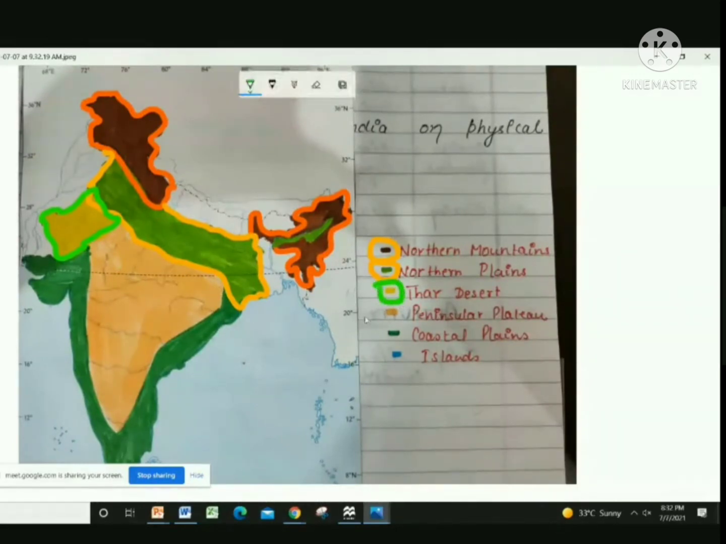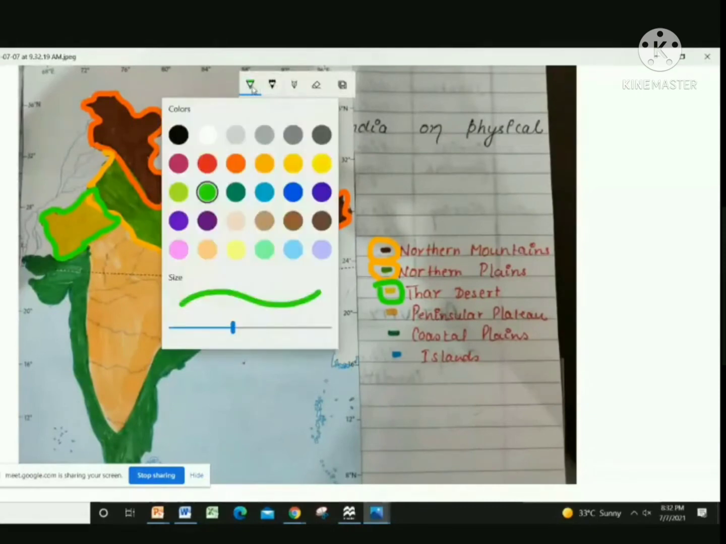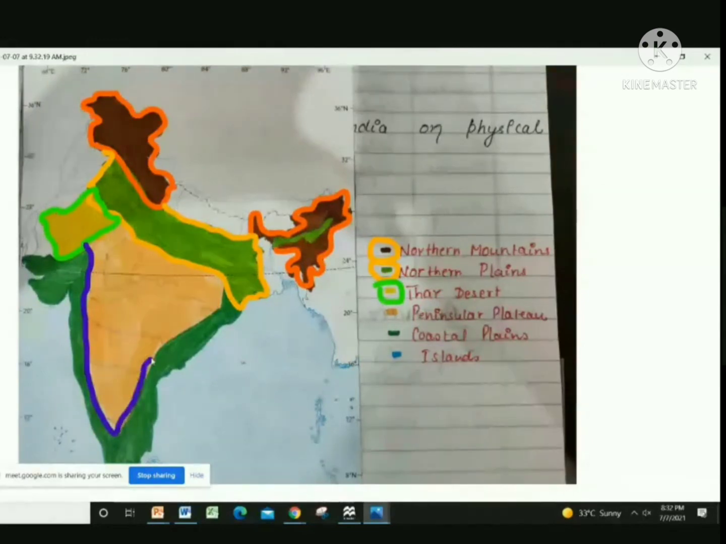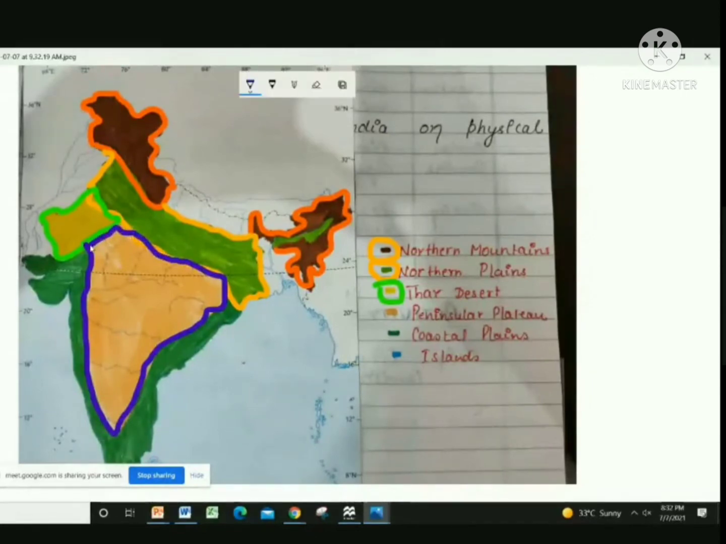Next we have Peninsular Plateau. Peninsular Plateau is located to the south of Northern Plains. It stretches from the central part of India to the southern tip. It is broad towards the north and narrow towards the south. Peninsular Plateau is divided into two parts, the Central Highlands in the north and the Deccan Plateau in the south.